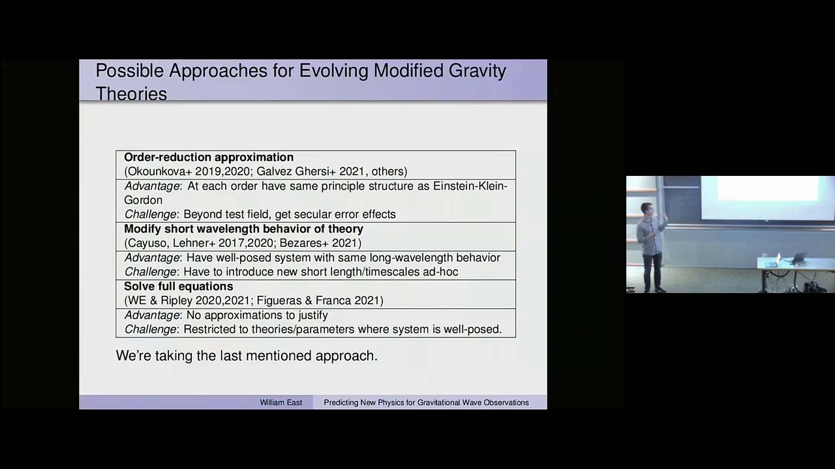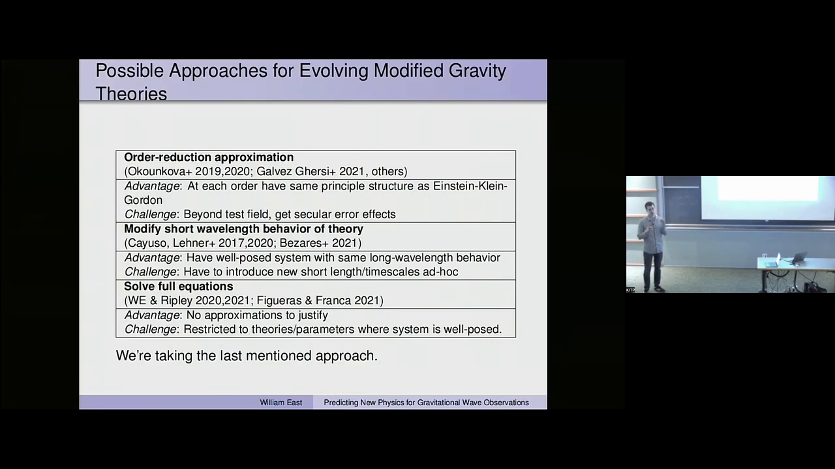But the downside is, as Masha Okounkova and her collaborators have shown, that once you go beyond the test field level and start solving for the metric perturbation that you get from these modifications to GR, then you begin to accumulate errors due to secular effects. These secular effects accumulate on the radiation reaction timescale, and so that makes them very difficult to use to give you predictions of how they would alter gravitational waves, for example, from binary black holes.